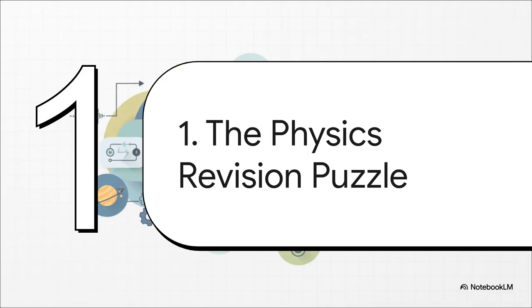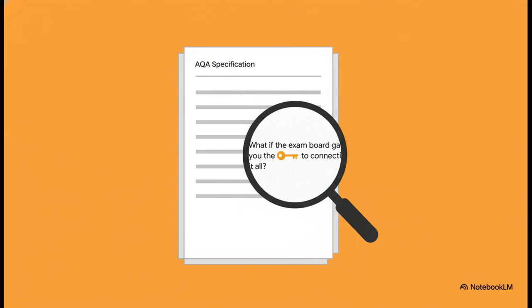Seriously, how does the particle model of matter have anything to do with the life cycle of a star? What does the motor effect really have in common with radioactive decay? When you revise topic by topic, it can honestly feel like you're learning 5 different subjects. But what if I told you that the exam board, AQA itself, has already given you the secret? The key is hidden in plain sight, tucked away right in the specification document in a little section at the very end called Key Ideas.